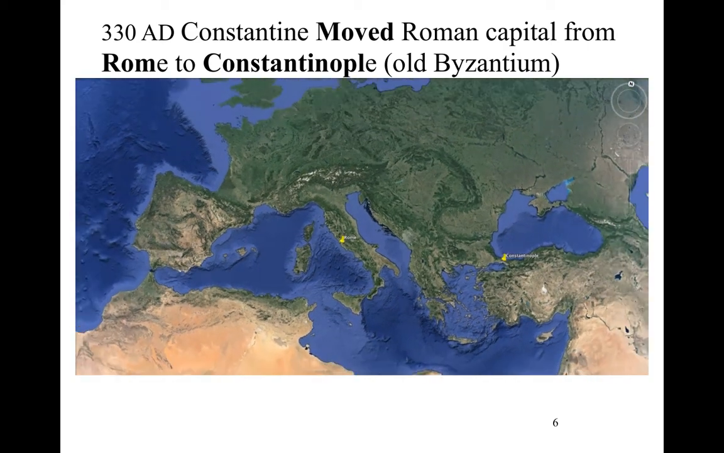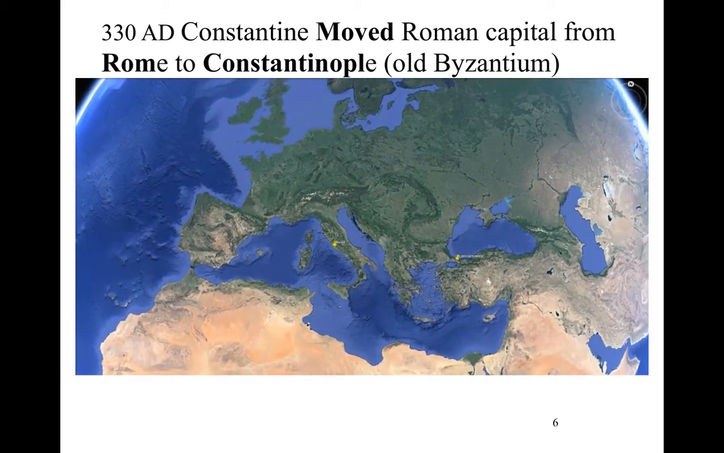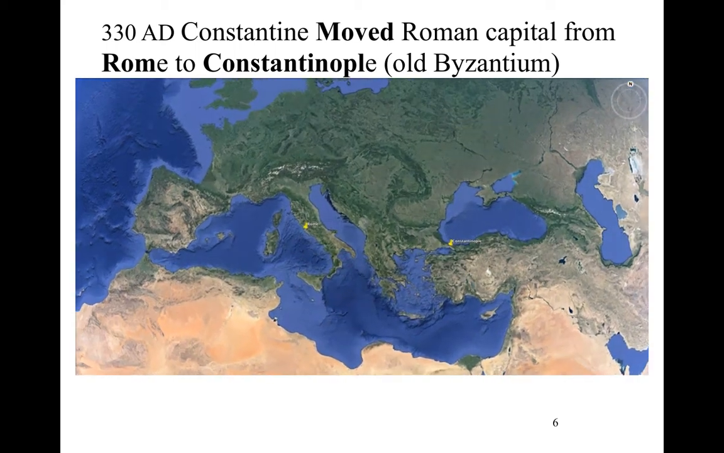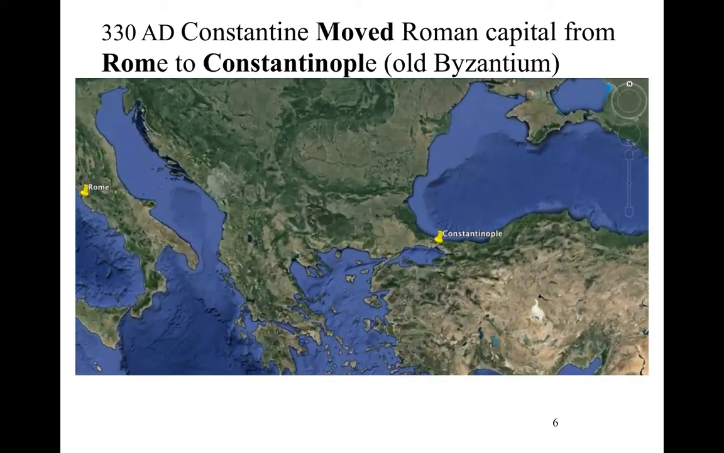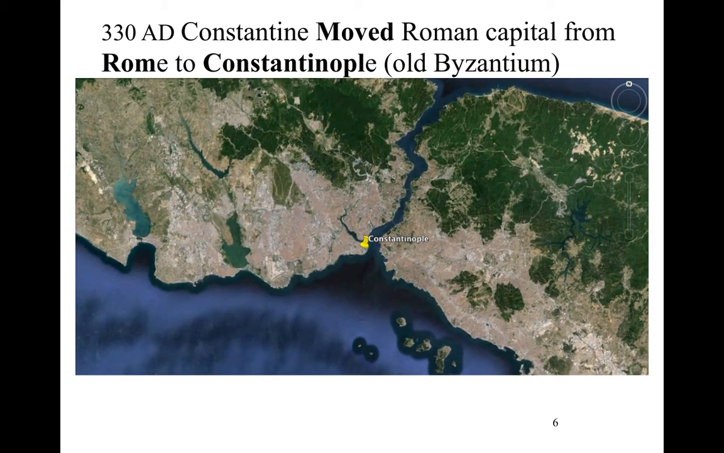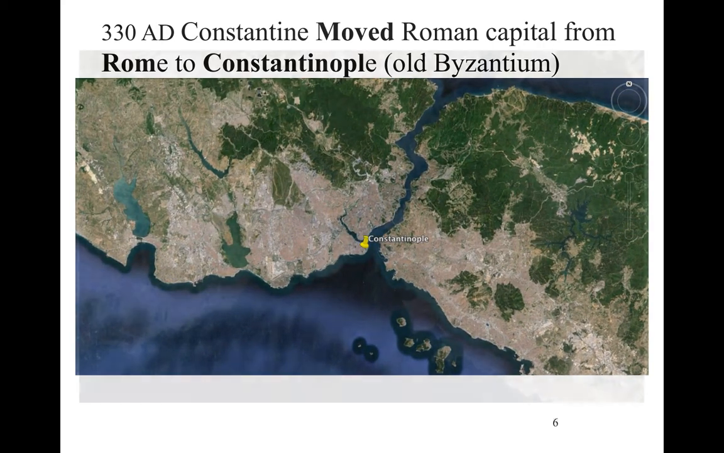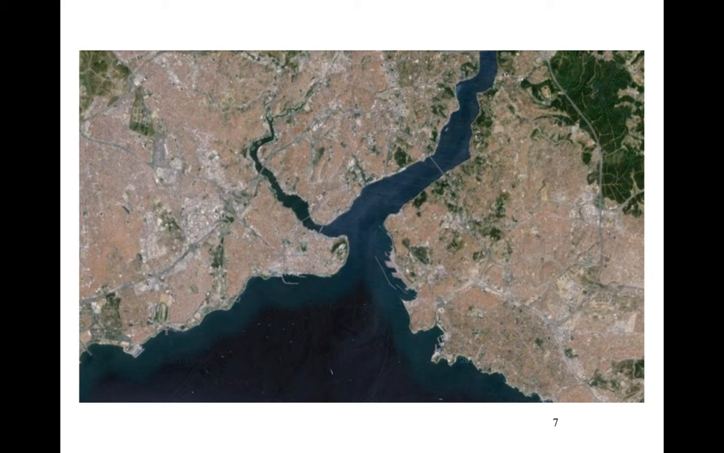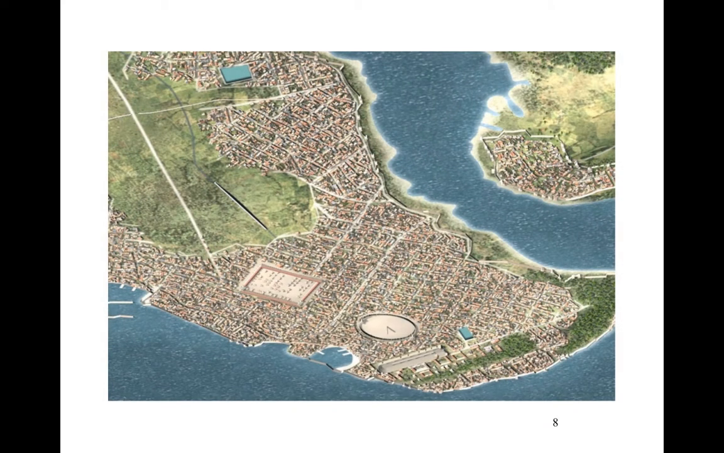Here we have Rome, several thousands of miles away. We have Constantinople. Let's take a closer look here. When Constantine builds Constantinople, he's going to bring with him the most talented people from Rome.